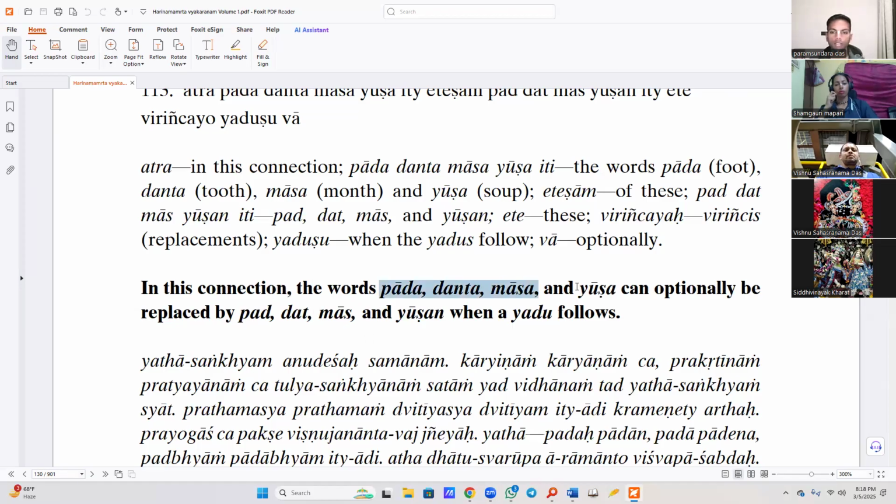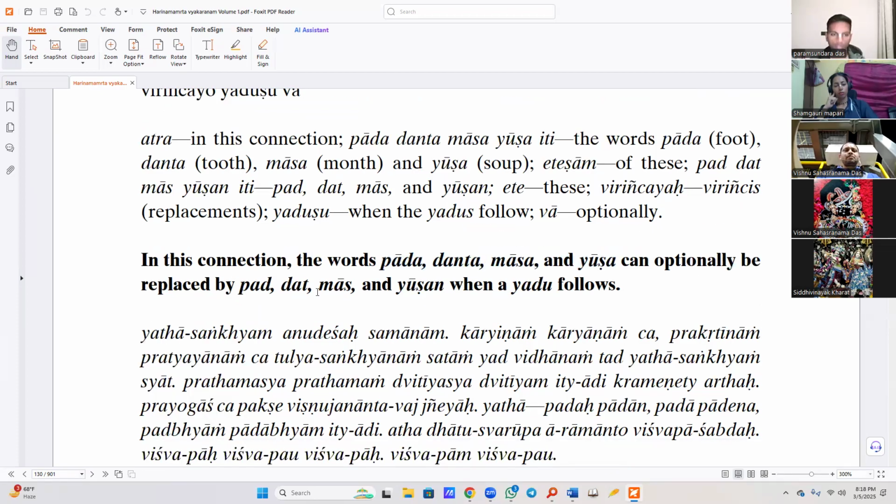Pad, Danta, Mas, and Yusha. Pada means foot, Danta is tooth, Masa means month, and Yusha is a soup. So in this connection, the words Pad, Danta, Mas, and Yusha can optionally be replaced by Pad, Dat, Mas, and Yushan when a Yadu follows, which means once they will have the same table like Krishna Shabda.